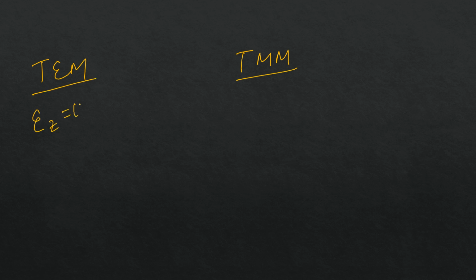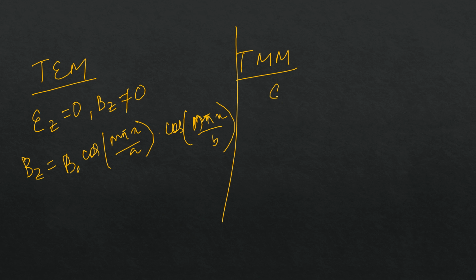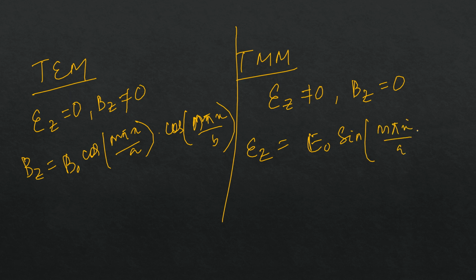So we can write a summary like this. TE is the transverse electric mode, where the electric field was 0 but the magnetic field was not, and the magnetic field can be written in terms of cos(m pi x by a) into cos(n pi y by b). In transverse magnetic mode, Ez is not equal to 0, but Bz is 0. So Ez should be E naught, but here it is sin(m pi x by a) into sin(n pi y by b).